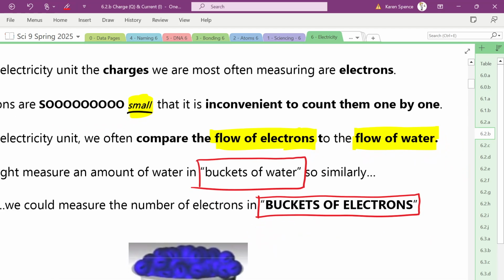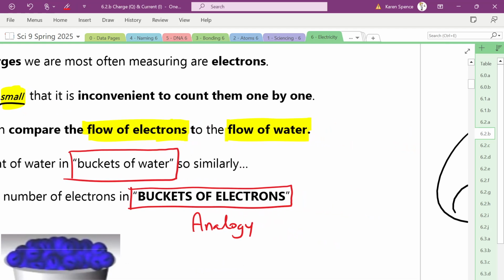Now, this is just an analogy. Do you guys know what an analogy is? An analogy is where you say, this thing is like that thing, and so we can imagine it that way. This thing is like that thing, so we can imagine it the same way.